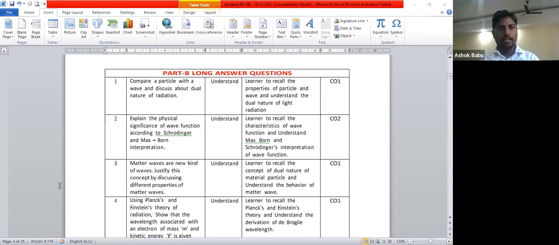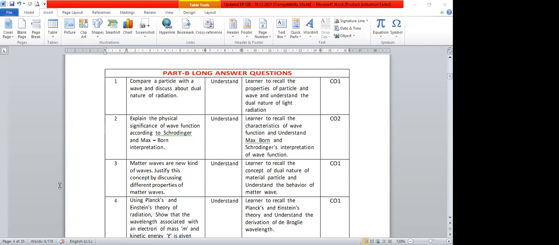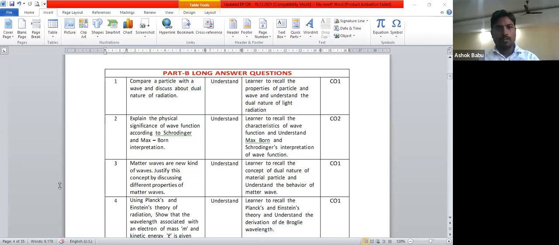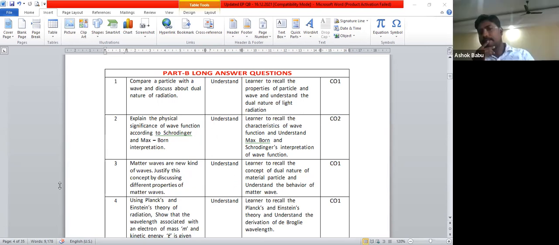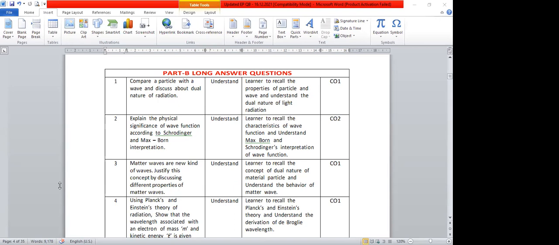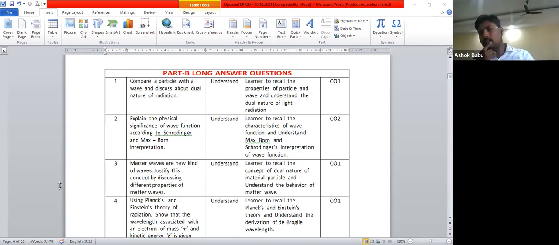So what is the first question? Read it. Compare a particle with a wave and discuss about dual nature of radiation. Then how can you define the particle and how can you define the wave? Sir, wave shows the motion of the particle. And a particle is an atom. What are the differences? Compare the particle and wave. Give some points to compare the particle and wave.